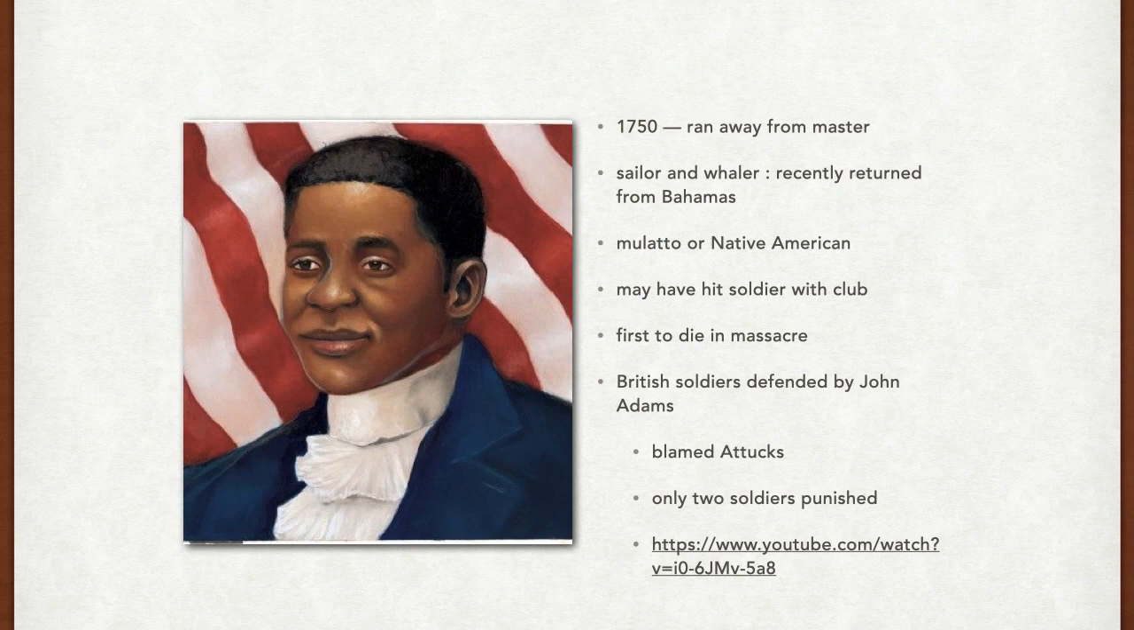So his master, when he ran away, offered 10 pounds for his return. This is another depiction of Attucks, by the way. He became a sailor and whaler, meaning he captured whales, right? Working on various docks along the Atlantic coast. Historians believe that Attucks went by the alias Michael Johnson in order to avoid recapture and was only in Boston temporarily at the time of the massacre.